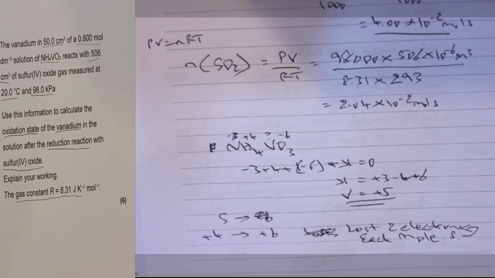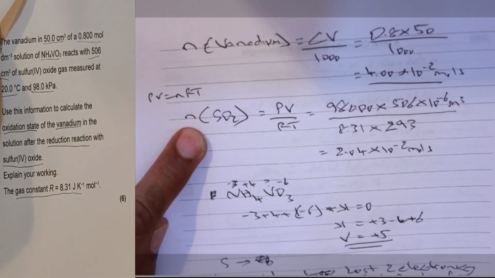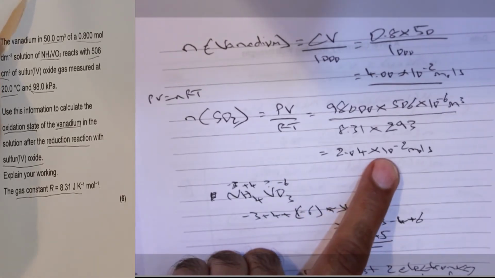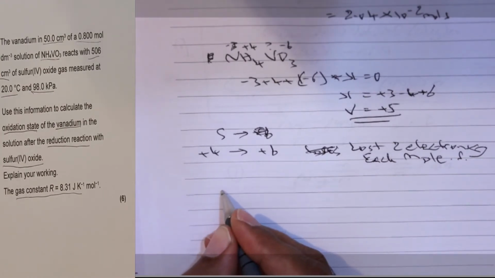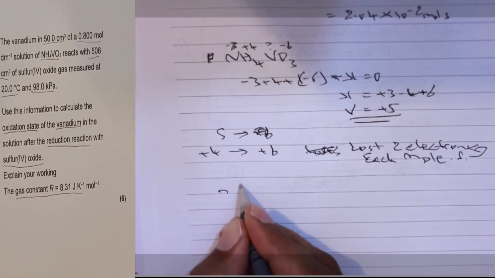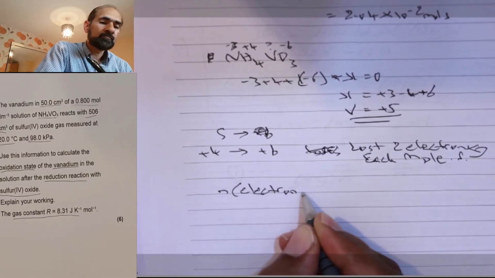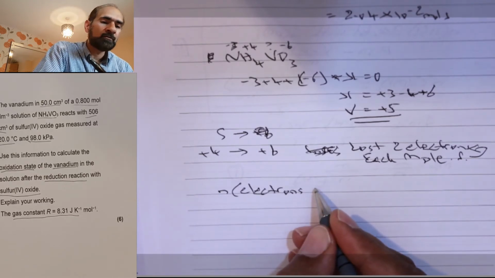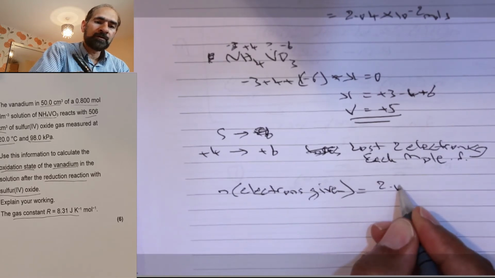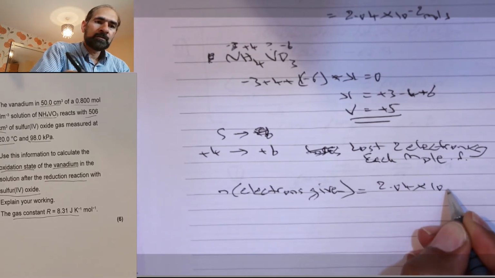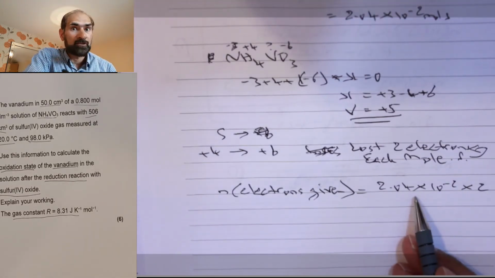Okay, so the question is, how many moles? Now, if you go back to this, how many moles of sulfur dioxide did I have? Well, I had 2.04 times 10 to the -2 moles. So that means how many moles of electrons is lost. So moles of electrons lost by sulfur is equal to 2.04 times 10 to the -2 times by 2, because each mole of sulfur dioxide loses 2 electrons.